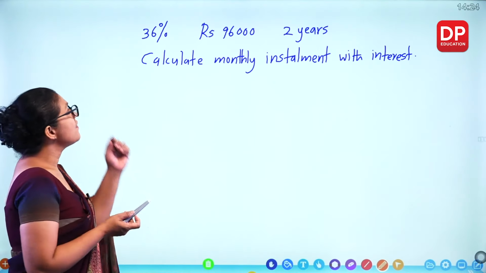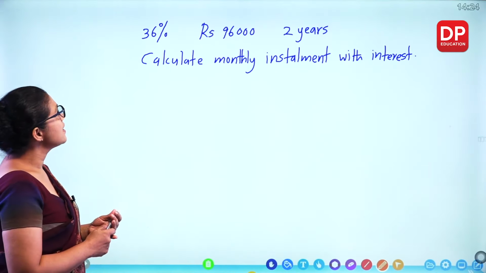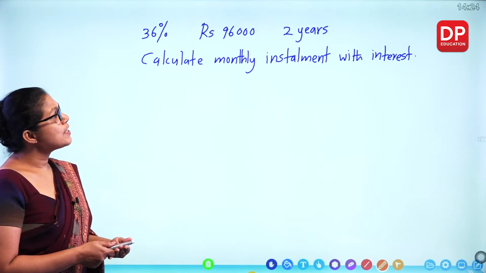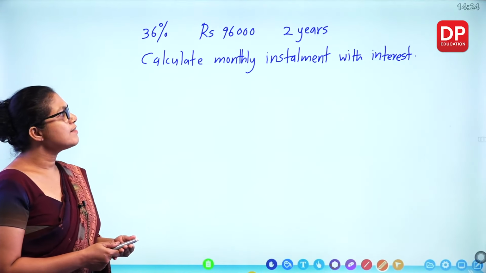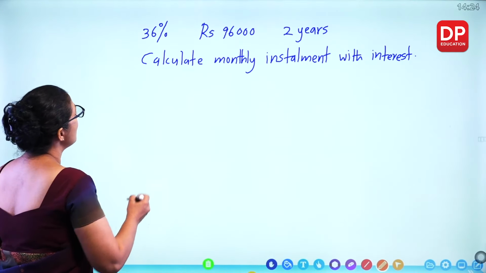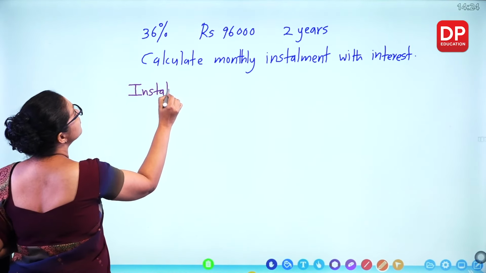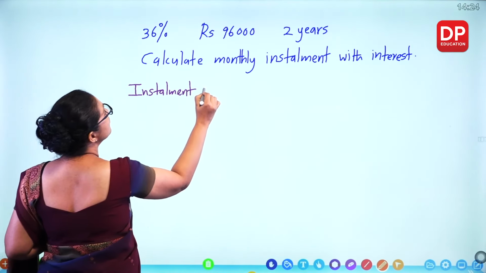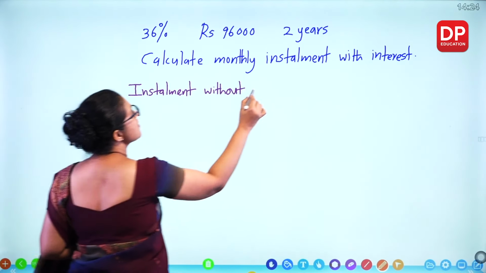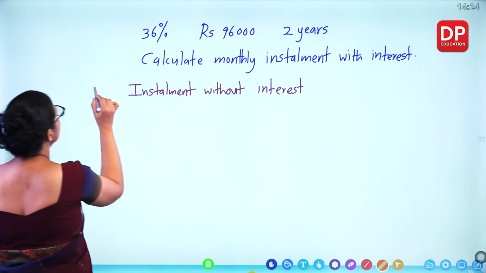Now look at another example. Now the interest rate is 36%. That's annually, and you borrowed 96,000 rupees for 2 years. Calculate monthly installment with interest. So what's the first step? We need to calculate the installment without interest. This is monthly.